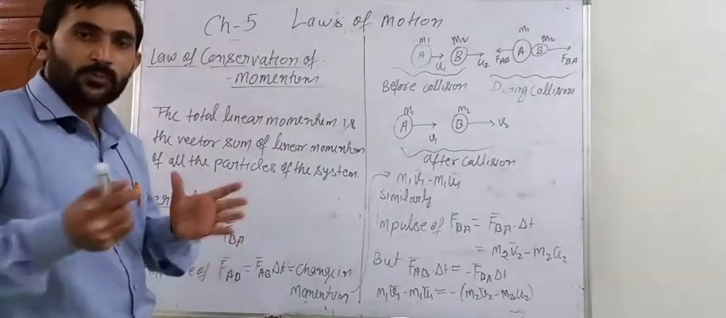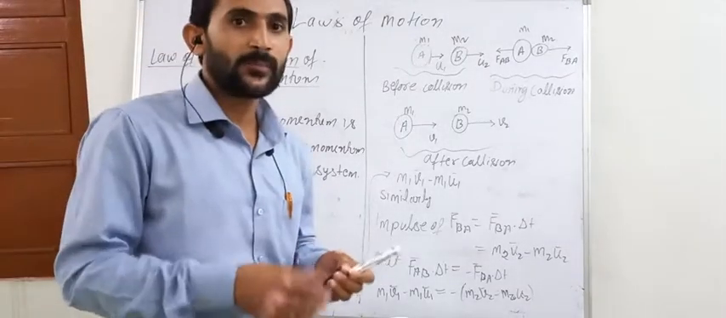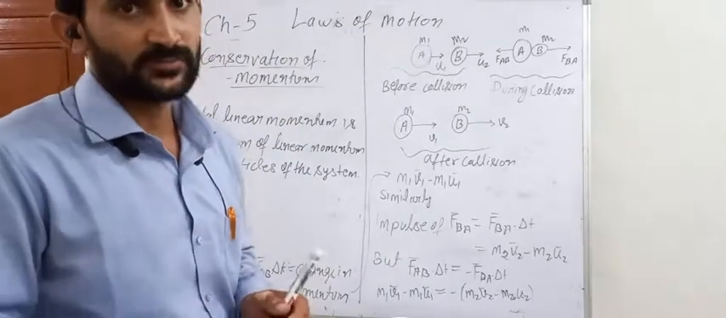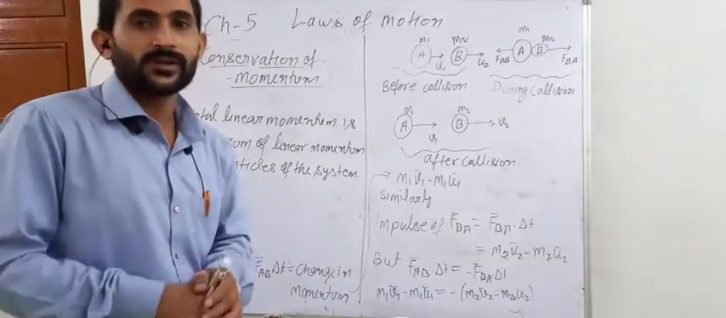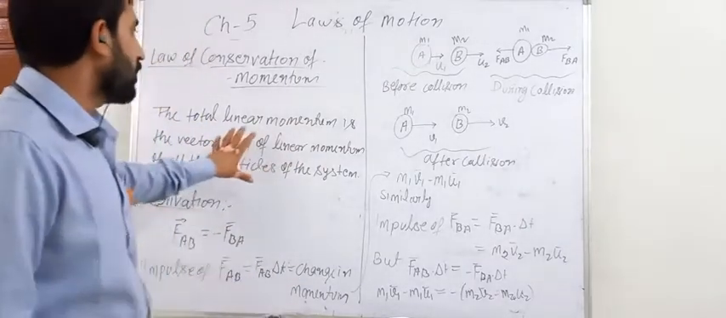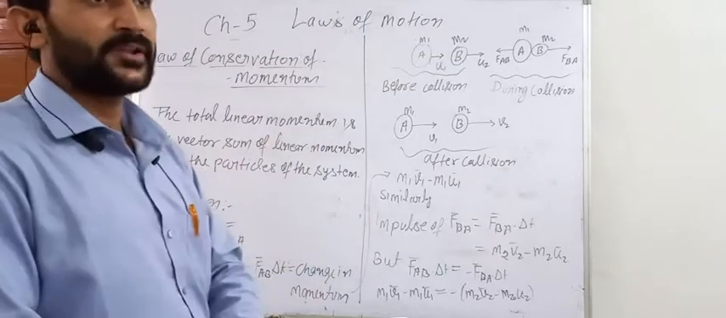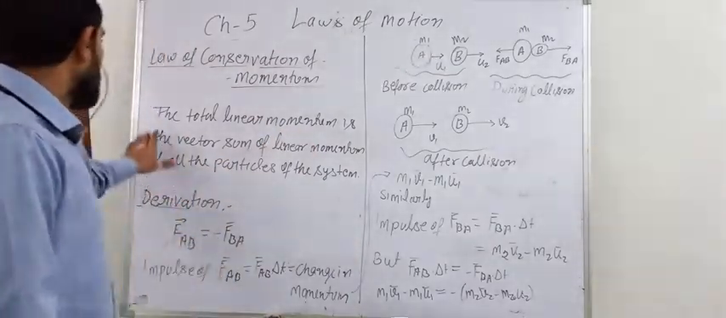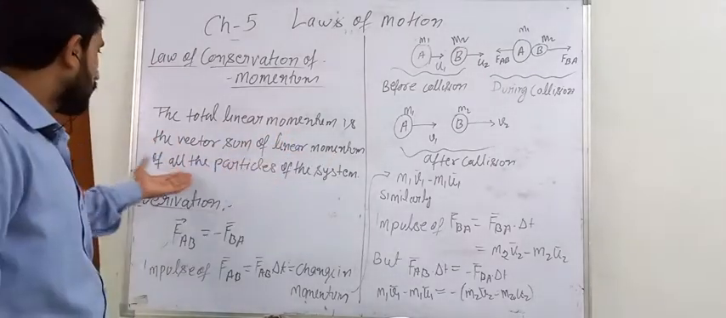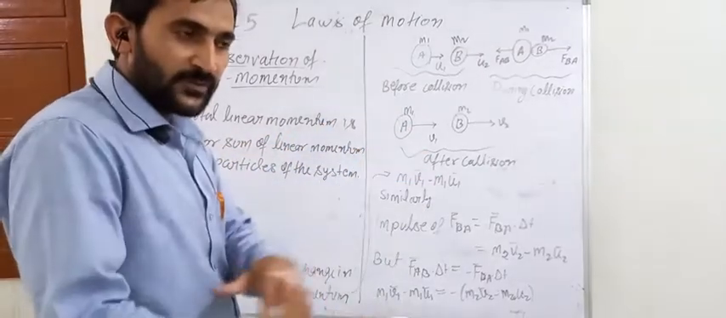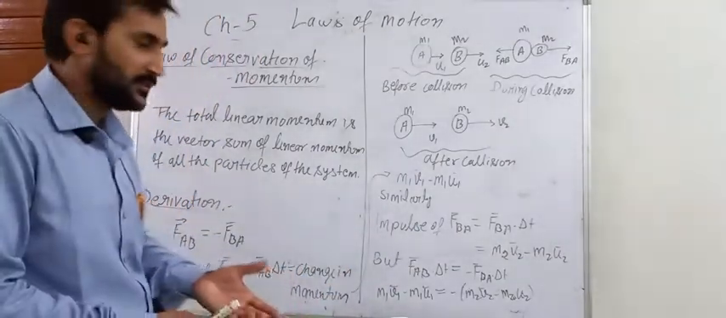Law of conservation of momentum says if there is no external force applied on an isolated system, then the total linear momentum is the vector sum of the momenta of all the particles individually. The total linear momentum is the vector sum of linear momentum of all the particles of the system. Here we will write and prove it mathematically.